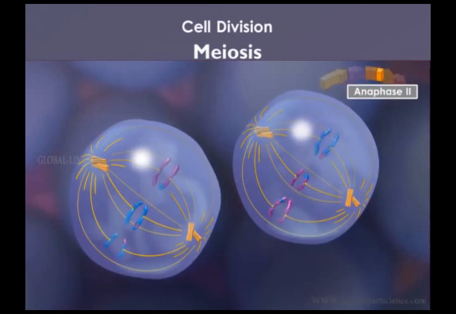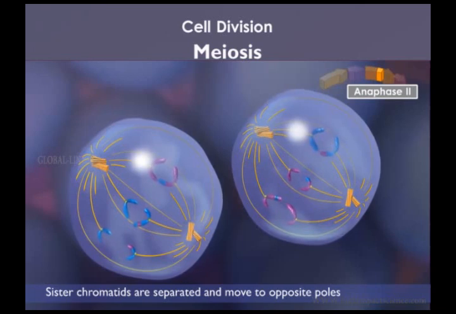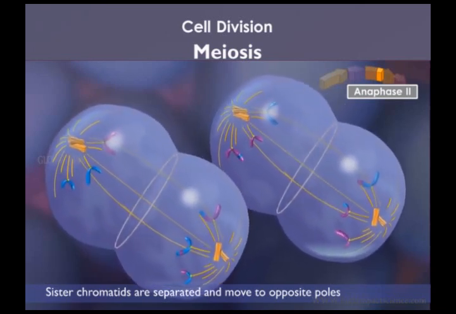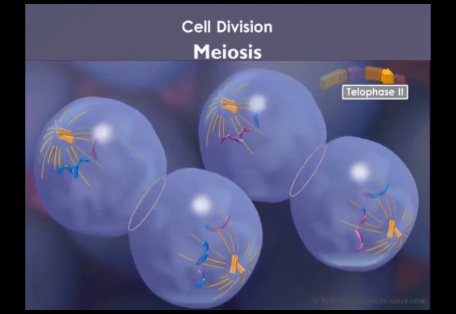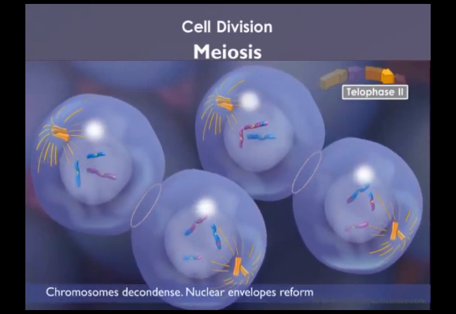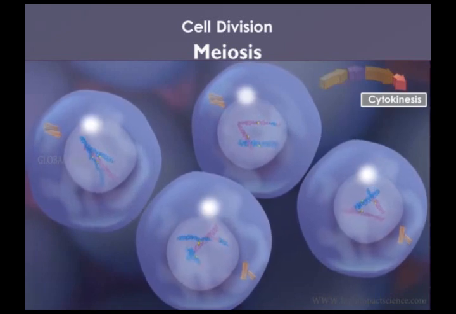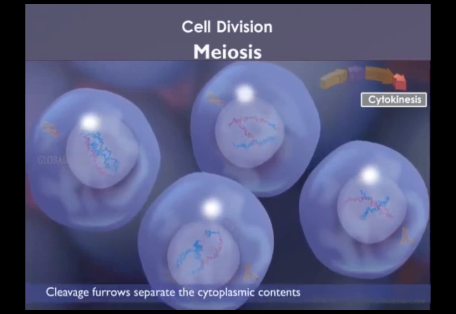During anaphase 2, sister chromatids are separated and move towards the opposite poles. The process ends in telophase 2 as the chromosomes decondense and the nuclear envelopes reform. Cytokinesis occurs and cleavage furrows separate the two daughter cells into 4 haploid daughter cells.